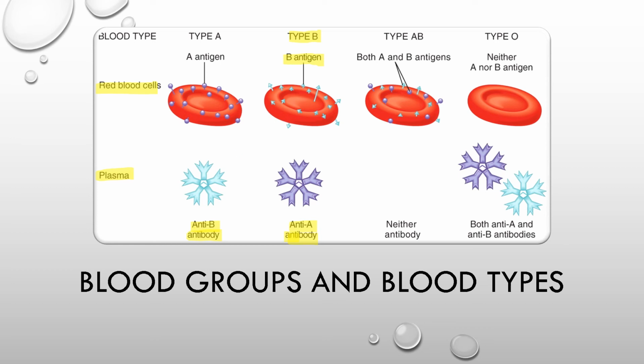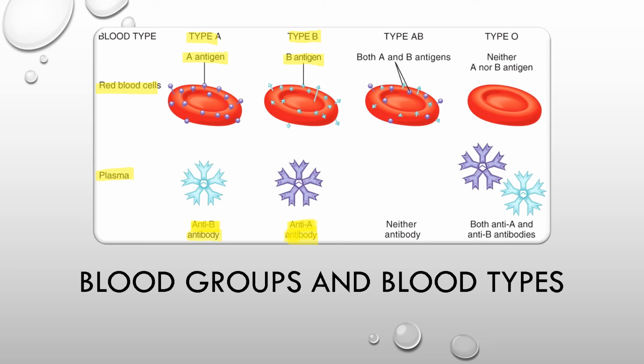On the other hand though, if you do have type B blood, your red blood cells are going to show or display that B antigen, and you will have anti-A antibodies within your blood plasma. If you have type A blood, your red blood cells will have A antigens all over them, and you're going to have anti-B antibodies in your blood plasma.